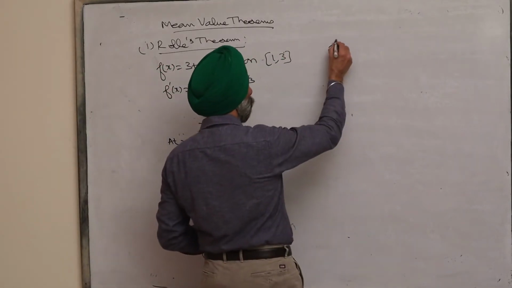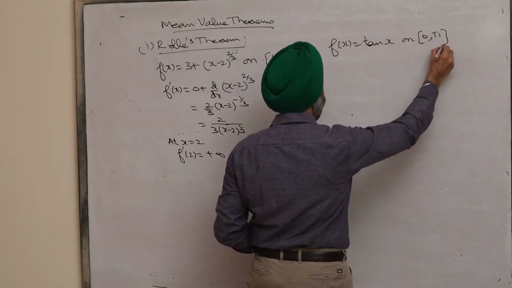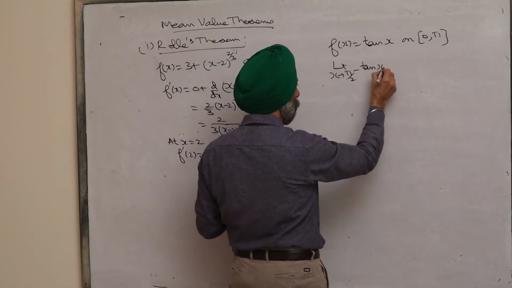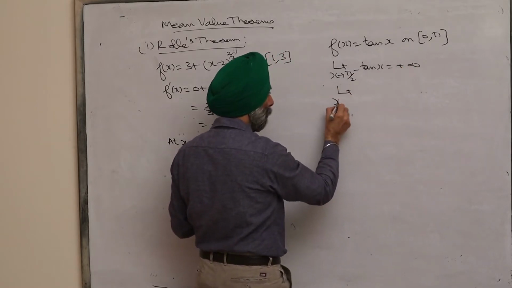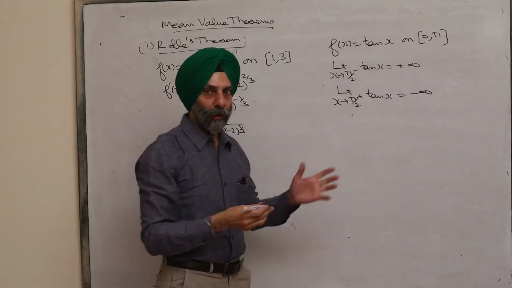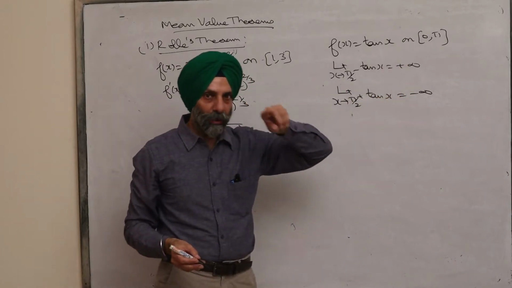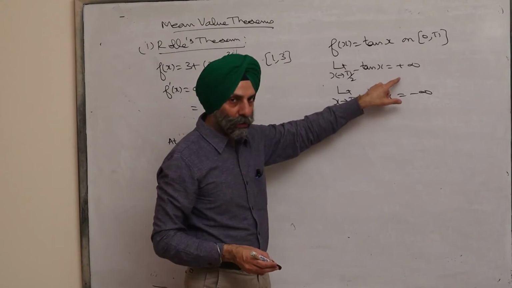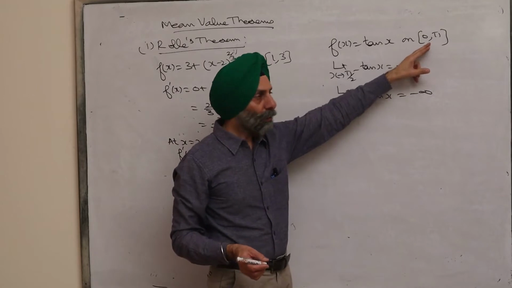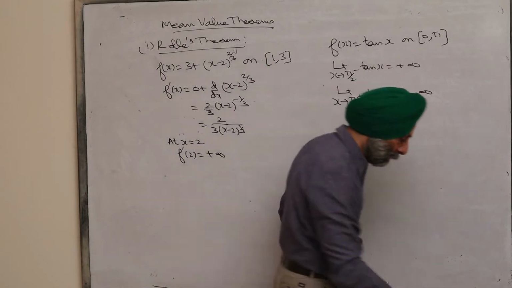Now let's say the next one is f(x) = tan x on the interval 0 to π. Now we know that the limit as x approaches π/2 from the negative side of tan x is equal to positive infinity, and the limit as x approaches π/2 from the positive side of tan x is equal to minus infinity. Very easily you can see that at x = π/2, the limit of this function does not exist. If the limit does not exist, that means this function is discontinuous at x = π/2, which falls in this interval. Hence Rolle's theorem is not applicable for this function on this interval, that is 0 to π here.